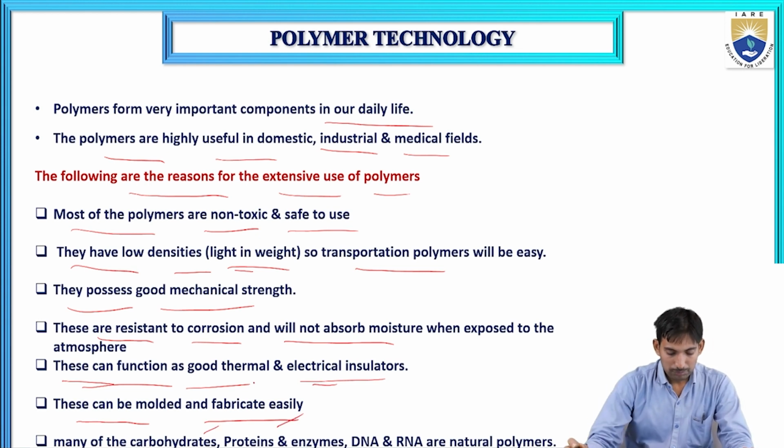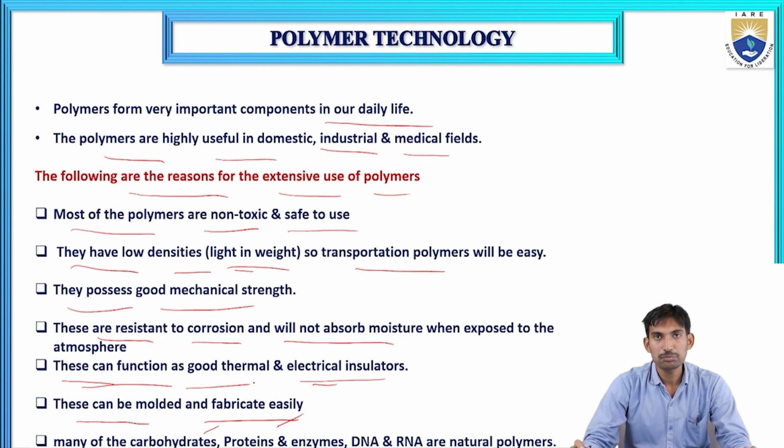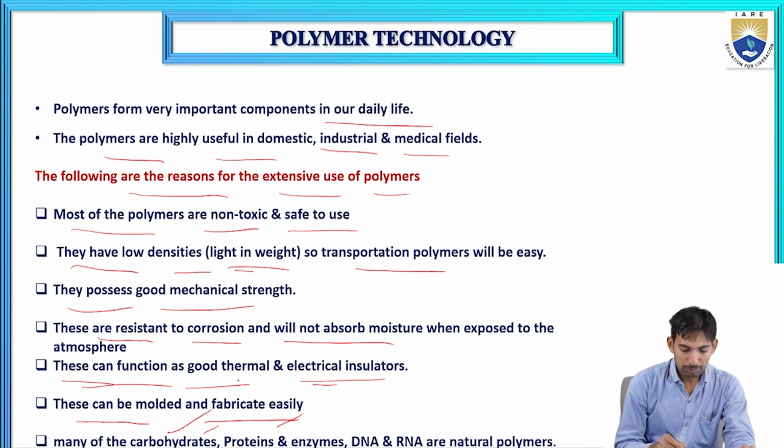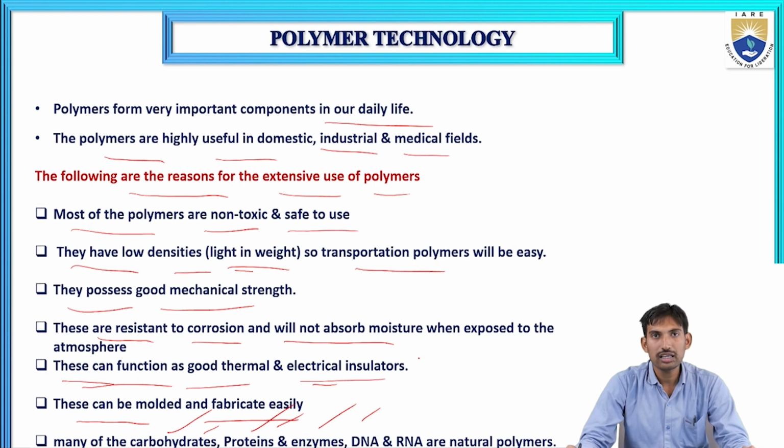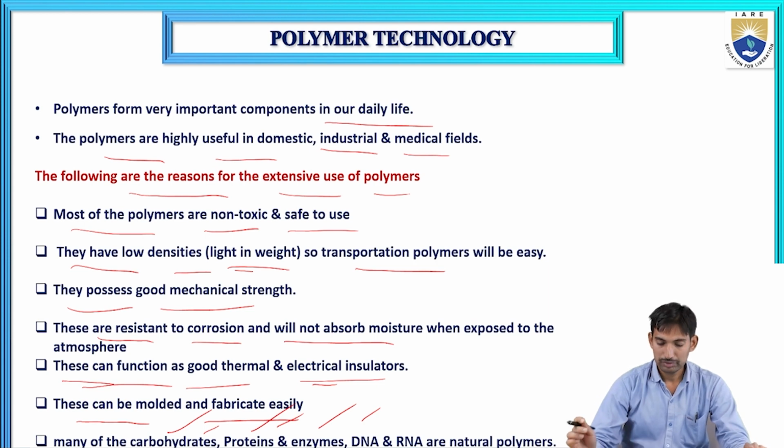Many carbohydrates, proteins, enzymes and DNA are natural polymers. There are so many polymers in nature. Even our human body consists of a large number of natural polymers, for example carbohydrates, proteins, enzymes, DNA and RNA. These are all made up of natural polymers.